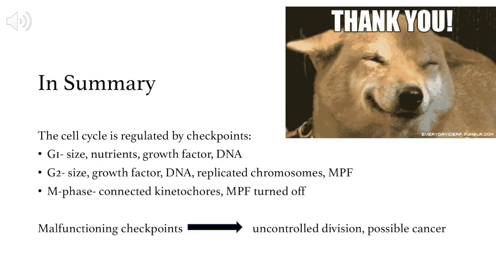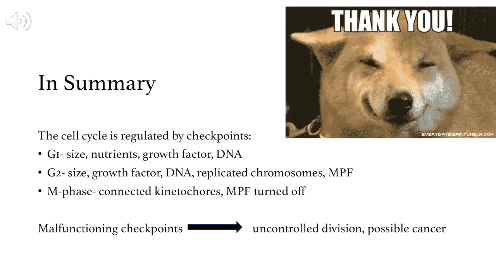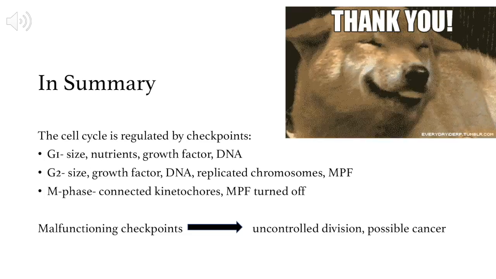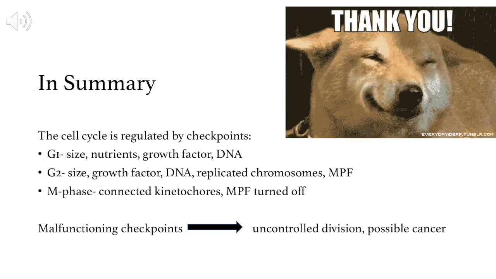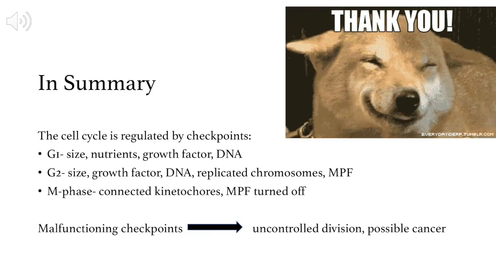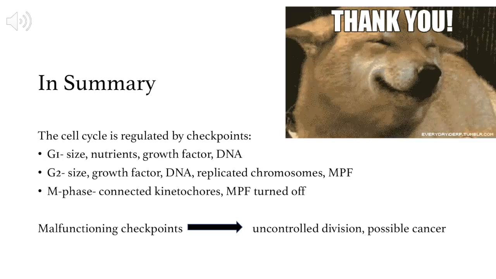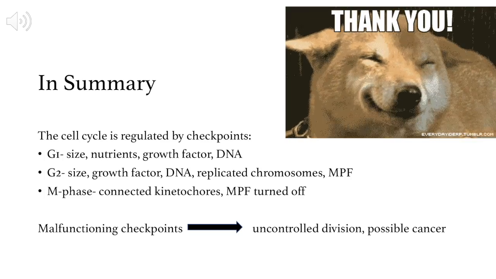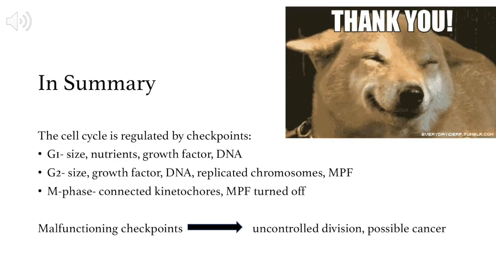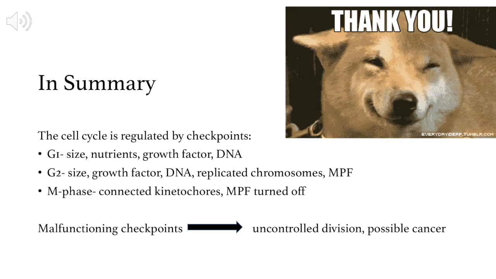In summary, the cell cycle is regulated by checkpoints. G1 checks for adequate size, nutrients, growth factor, and intact DNA. G2 checks for adequate size, growth factor, intact DNA, replicated chromosomes, and present MPF. M phase checks for connected kinetochores and MPF turned on. And finally, malfunctioning checkpoints can lead to uncontrolled cell division and possibly cancer.